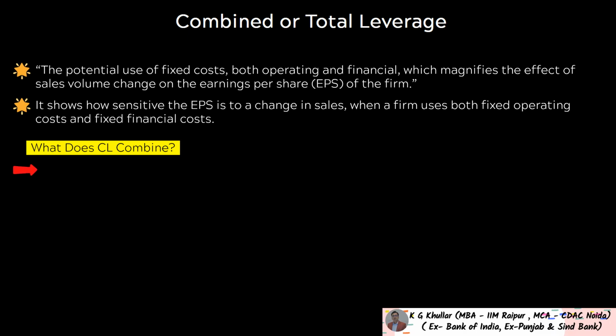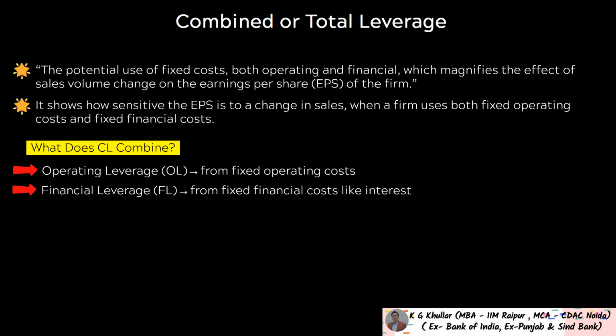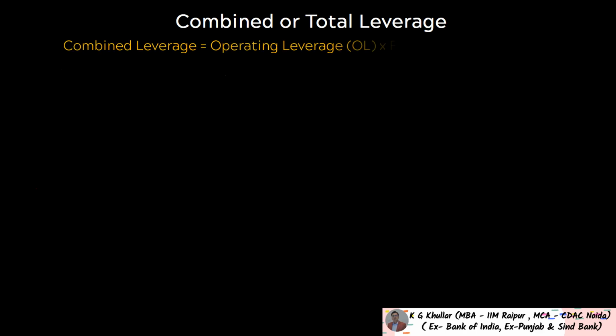So what does it combine? Friends, as we saw earlier, combined leverage combines first operating leverage from the fixed operating cost and second financial leverage from the fixed financial cost like interest. So when both are present, even a small change in sales can lead to a large change in EPS.